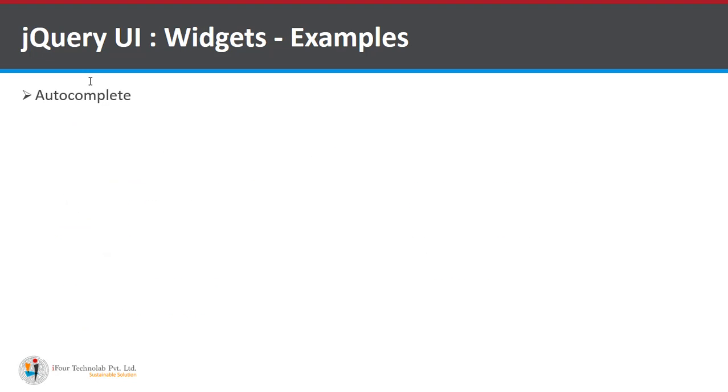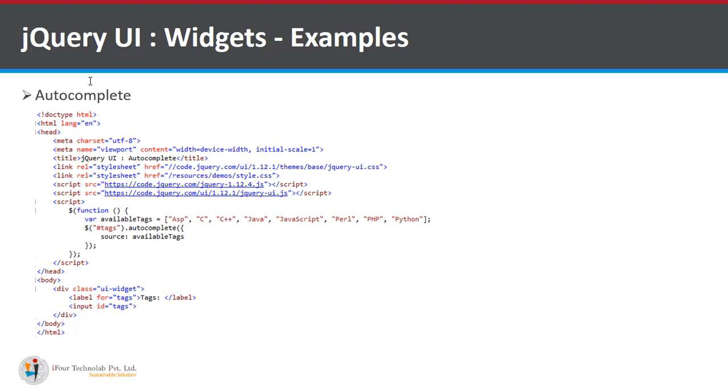Moving to another widget example, that is autocomplete. It is used to enable users to quickly find and select from a pre-populated list of values as they type, leveraging searching and filtering. Syntax for autocomplete is $('#divId').autocomplete() with your source. You can see here an example.